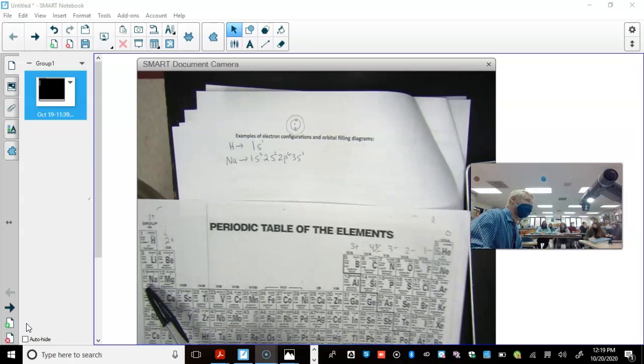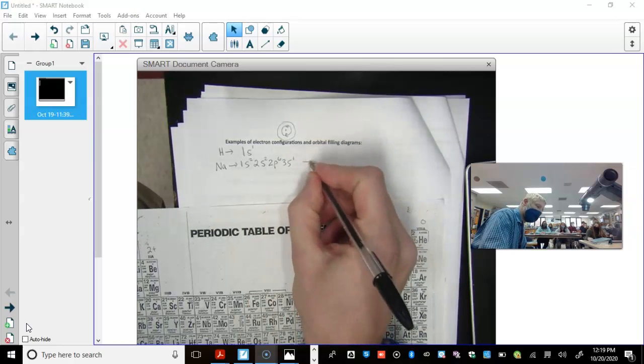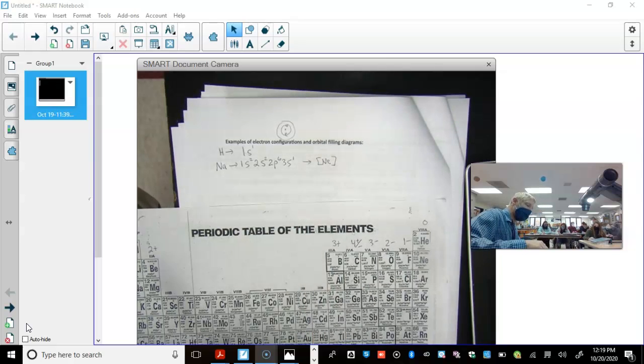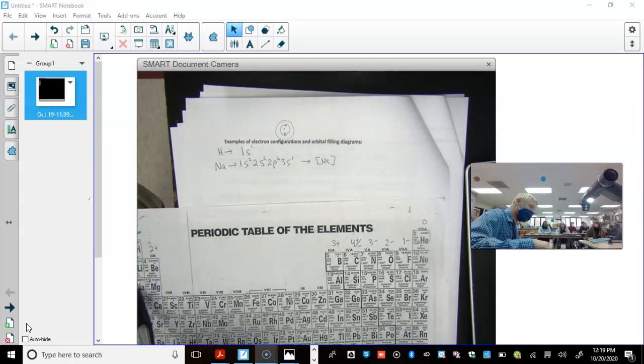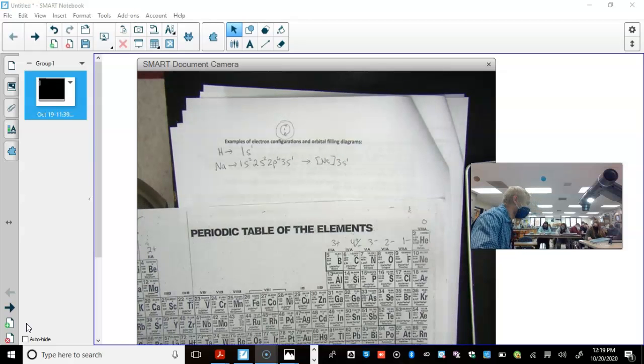What you can do is go to number 11. Which noble gas comes right before number 11? Neon. So we could put neon in brackets and then continue on. Instead of starting at hydrogen, we start at neon, and we're going to number 11, which is the third row, S section, 1. Oh, that's nice. That makes it way easier.